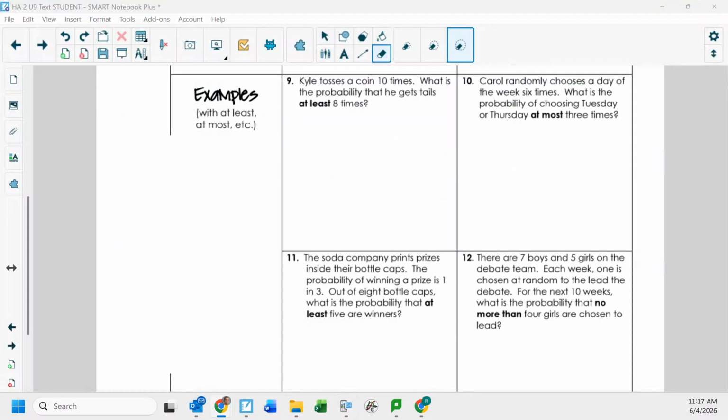All right, so now we're going to look at what happens when we have multiple binomial PDFs, with words such as "at least" or "at most." So if we look at number 10, it says Carol randomly chooses a day of the week 6 times. That means we are repeating this experiment 6 times. Our n is 6. What is the probability of choosing Tuesday or Thursday?